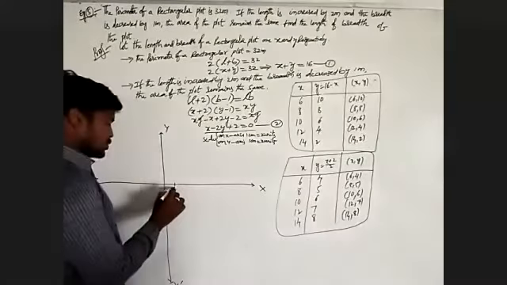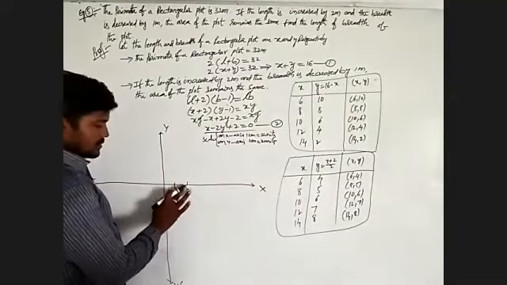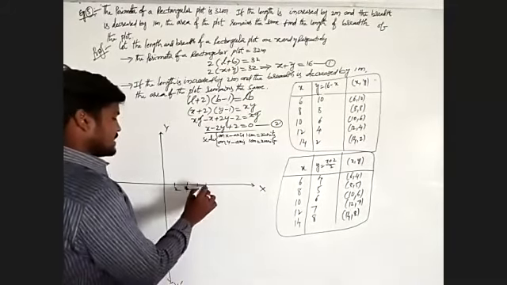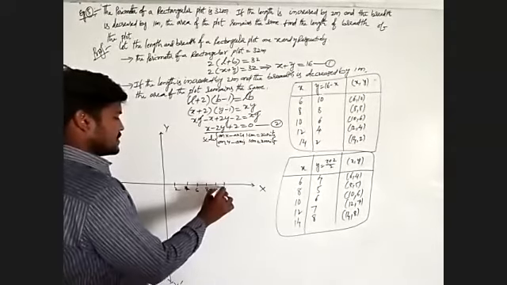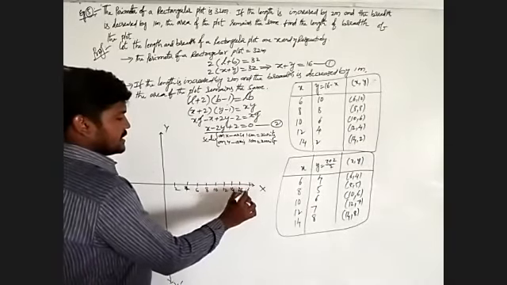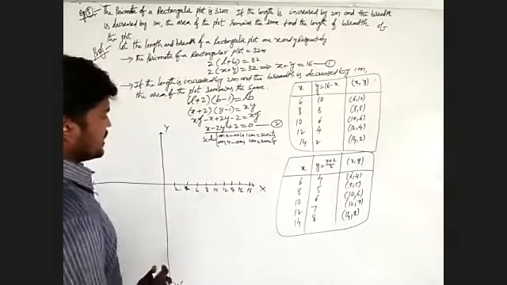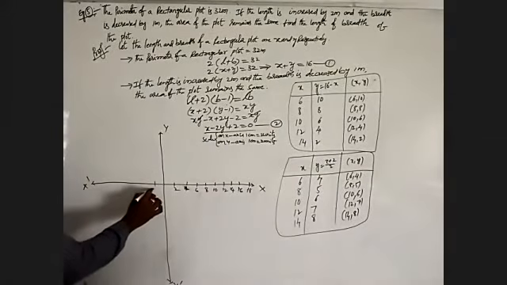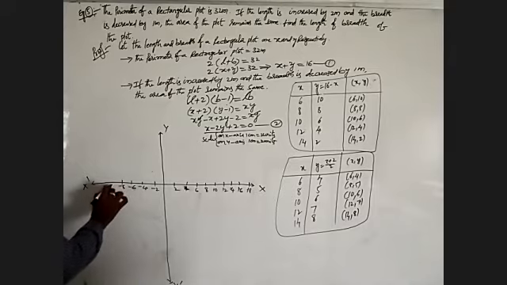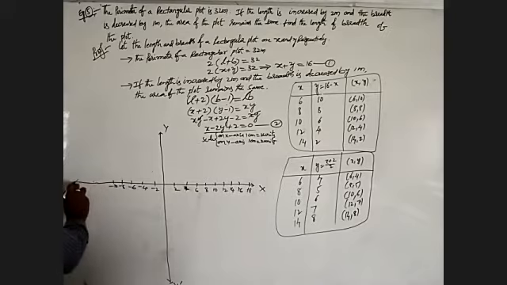First we take 2, 4, then we take 6, 8, 10, 12, 14, 16, 18. We also have to write the negative x-axis values. This becomes minus 2, minus 4, minus 6, minus 8, minus 10, minus 12, minus 14, and after that minus 16.